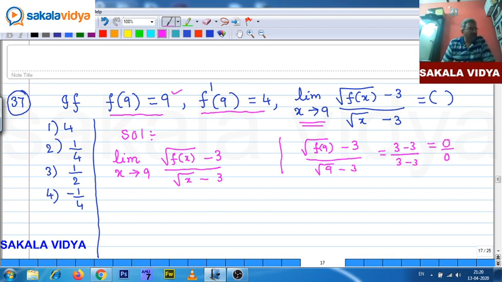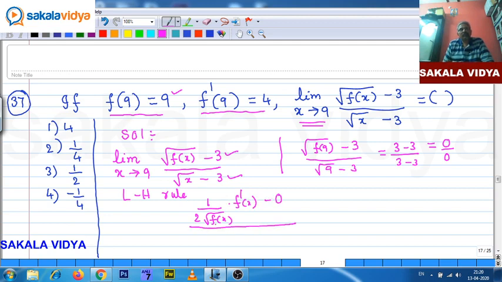0 by 0 form is an indeterminate form. We can apply L'Hospital's rule. LH rule means numerator and denominator are to be separately differentiated. So, derivative of root f of x is 1 by 2 root f of x into derivative of f of x, f dash x, minus 3 differentiation 0. In a similar manner, root x differentiation is 1 by 2 root x and minus 0. This equals limit x approaches to 9.